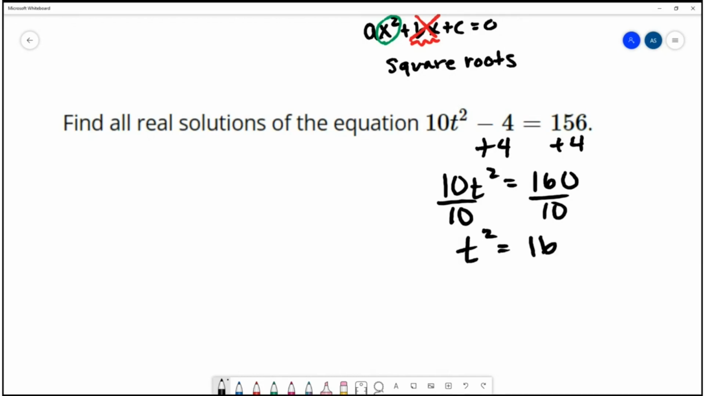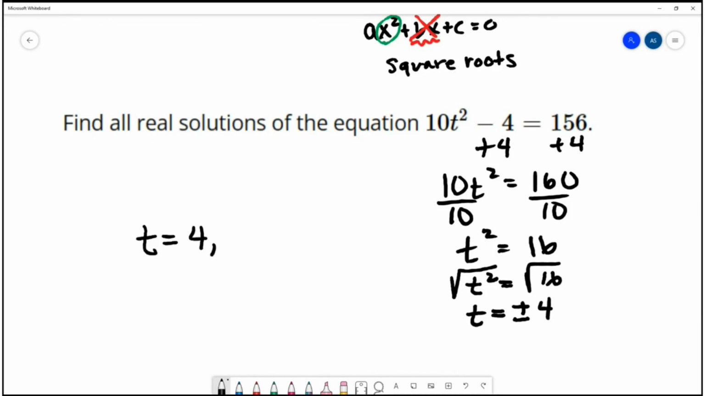Now I've isolated the square factor, and I'm able to cancel out that square factor with the square root. I'm square rooting both sides. The square root and the square cancel. And on the other side, I gain a plus or minus symbol. The square root of 16 is 4. So these are my two solutions to the equation, t equals 4 and negative 4.